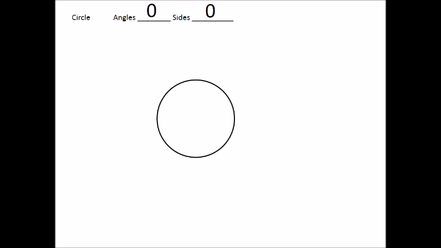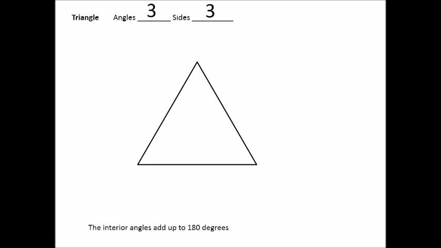So we have circles: 0 angles, 0 sides. This is important for later because that's what classifies each polygon later. Polygons are shapes. So circle, 0 angles, 0 sides. Triangles, 3 angles, 3 sides. A little note on the bottom: interior angles add up to be 180 degrees. So again, triangles, 3 angles. So you have 3 points and 3 sides.